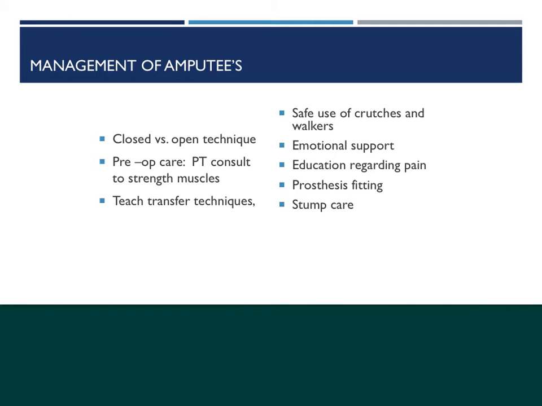It is best if we can get these patients connected with physical therapy to strengthen their muscles. Just think about it. If you're going to have a lower limb amputation, you're going to be using a lot of upper body strength to transfer yourself, for instance, from the bed to the wheelchair, from the wheelchair possibly back to the bed or to a chair. So it is nice to have pre-op physical therapy strength training.